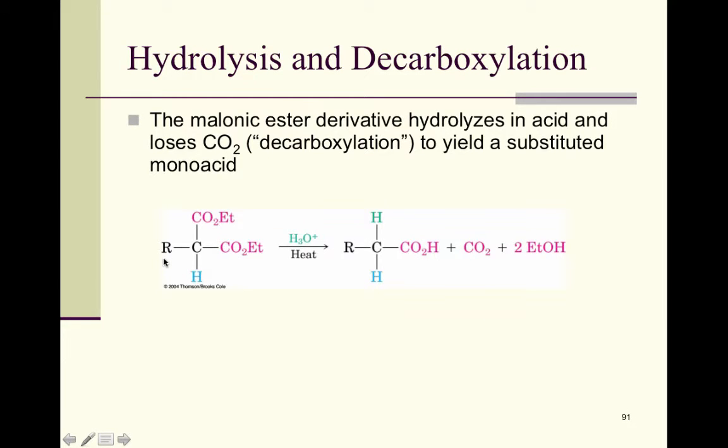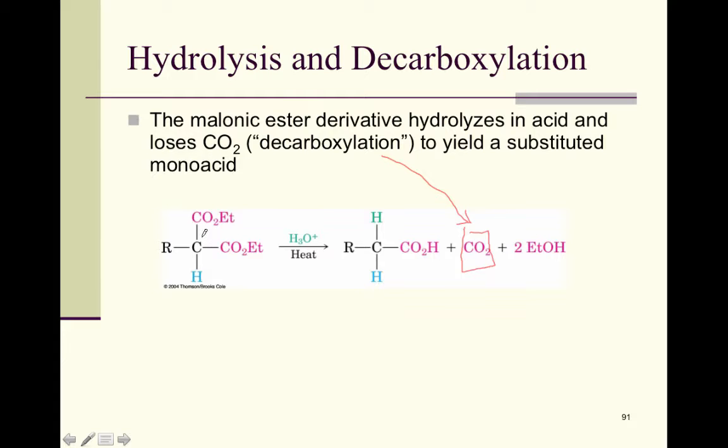Another reaction we can do, in this case, again, it is the single alkylated product. The malonic ester derivative hydrolyzes to an acid and loses CO2 to yield a substituted mono acid. So first of all, let's take a look at what loses CO2 means: decarboxylation. You need to know that decarboxylation means you are losing CO2. It's going to be one of the products. That's exactly what's happening right here, decarboxylation, losing CO2.